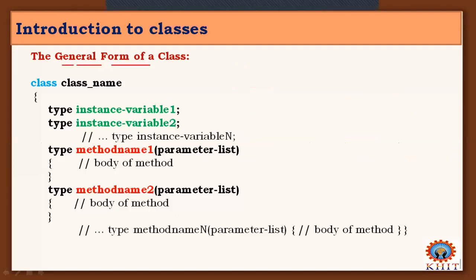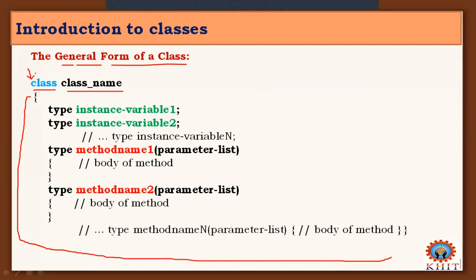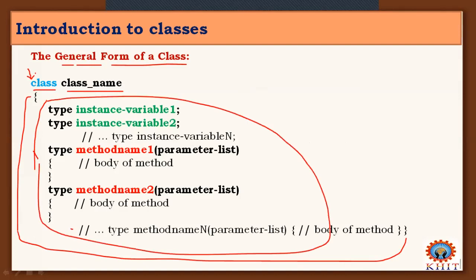Coming to the general form of a class, I told you that a class can be defined with the keyword class. Here class is a keyword followed by any class name that you wish to give your class, and a class contains its scope. Inside this class scope, you can create members of the class.